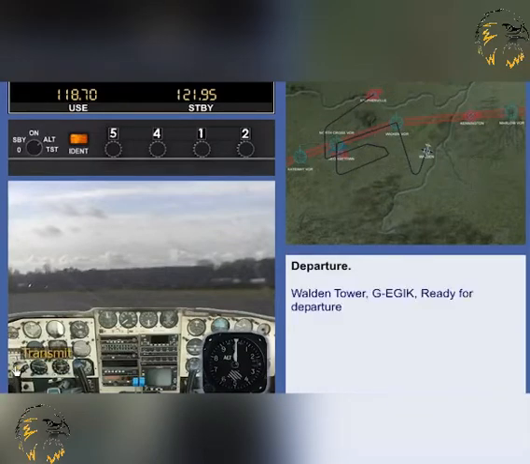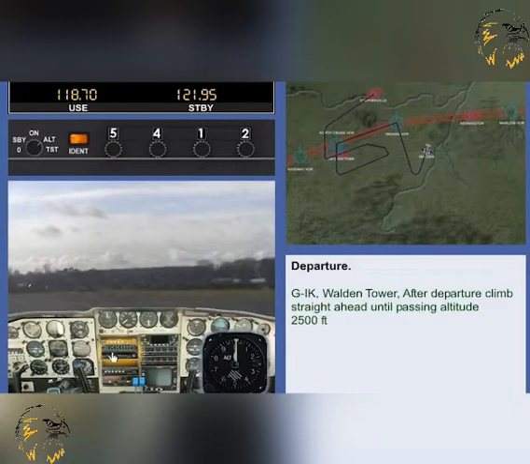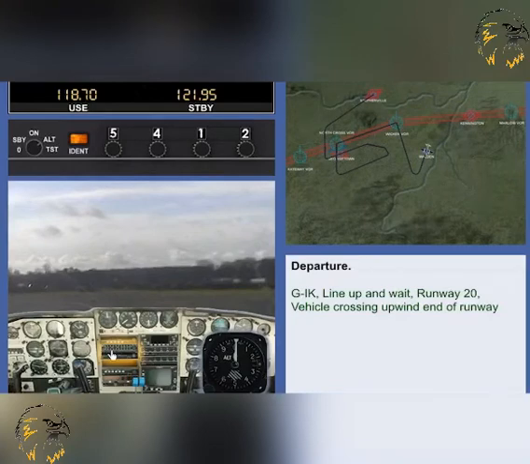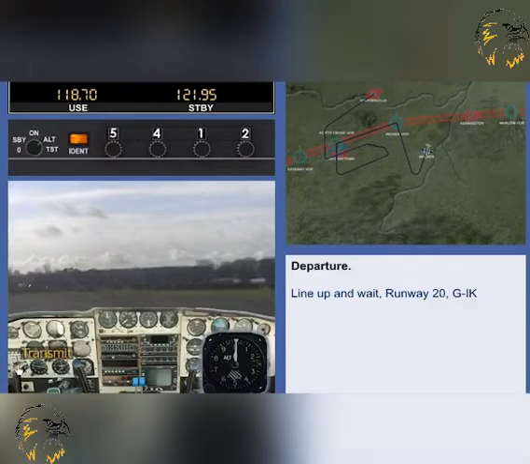Walden Tower, Golf Echo Golf India Kilo, ready for departure. Golf India Kilo, Walden Tower. After departure, climb straight ahead until passing altitude 2,500 feet. After departure, climb straight ahead until passing altitude 2,500 feet. Golf India Kilo. Line up and wait, runway 20. Vehicle crossing upwind end of runway. Line up and wait, runway 20. Golf India Kilo.